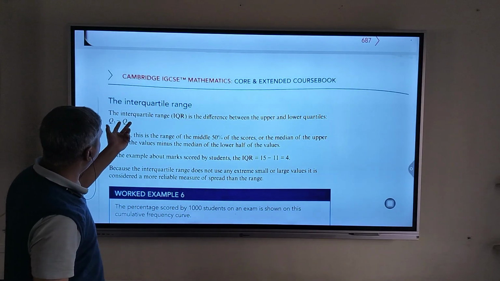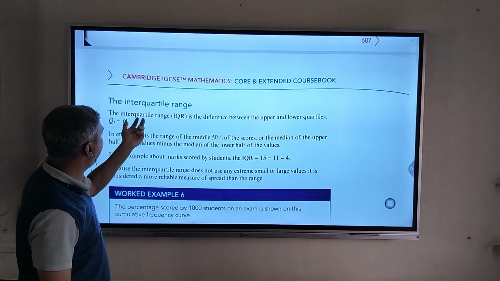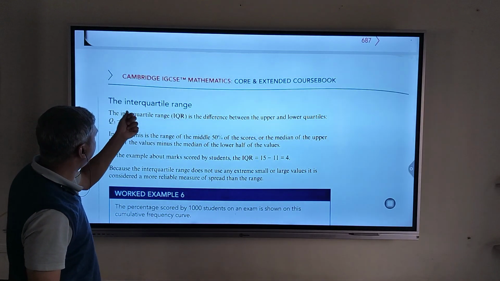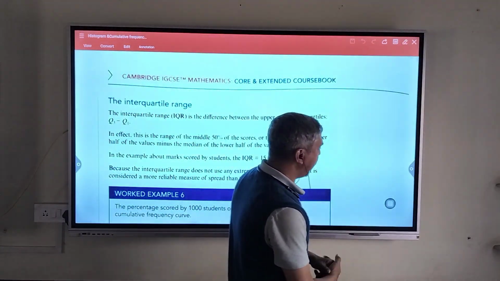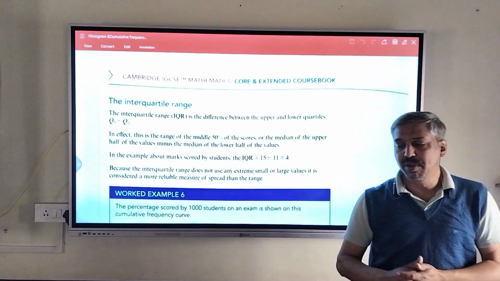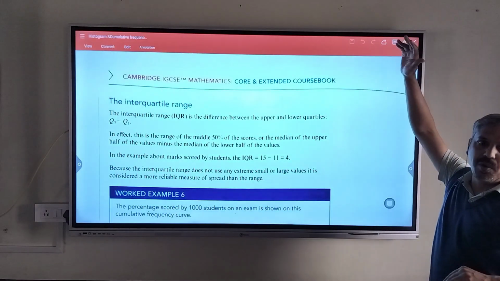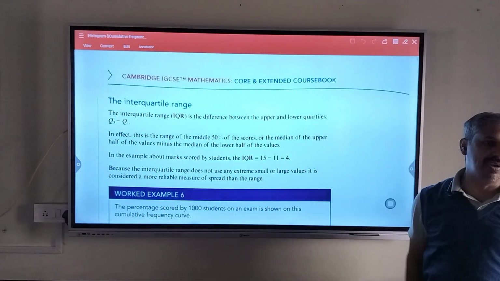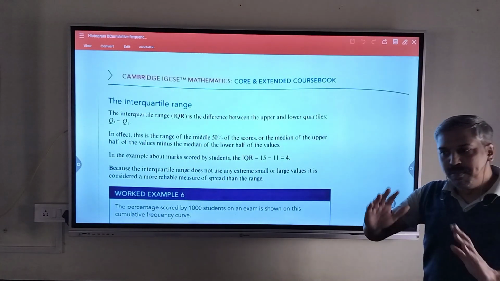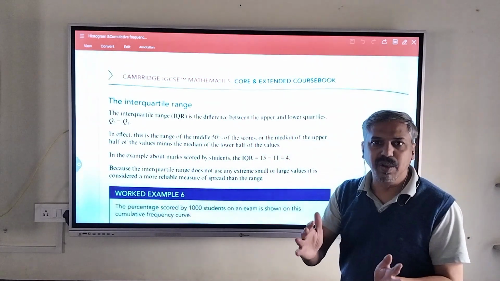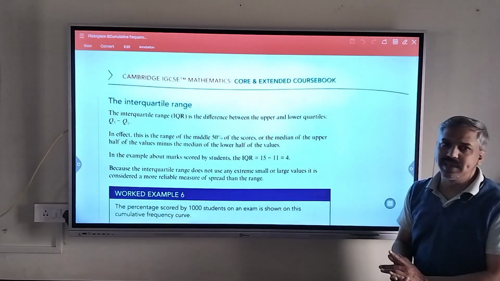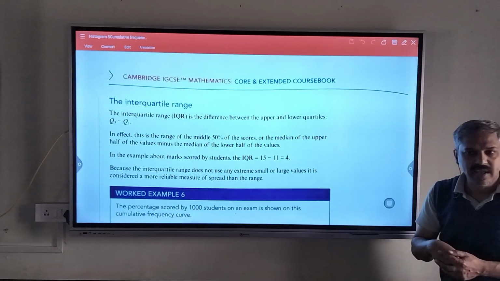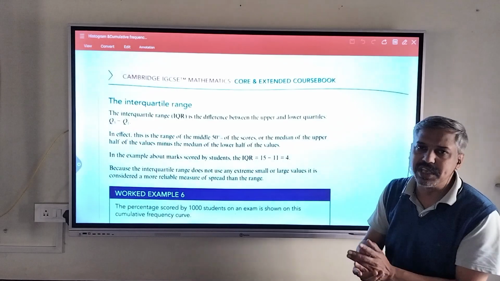People are going to ask in the examination, find IQR or find the interquartile range. That is the difference between the upper and lower quartile. But why do you need to find that? Because the upper part and the lower part can have extreme values, but the moderately correct data can be found in the Q3 minus Q1 region. That is half of the data, which is actually centrally located.